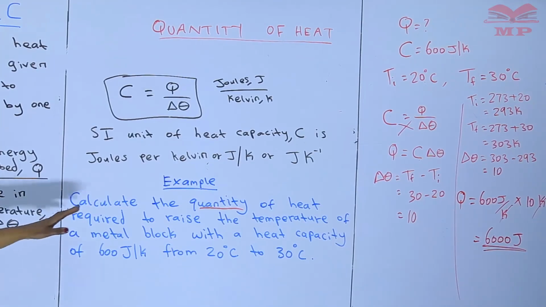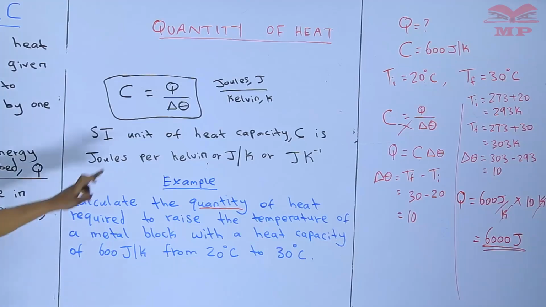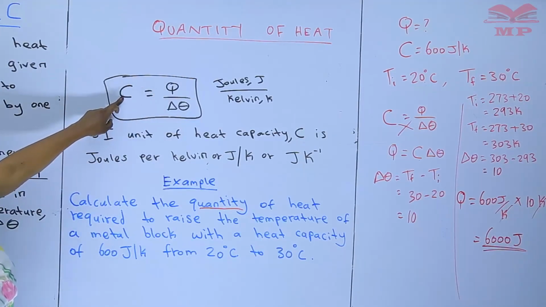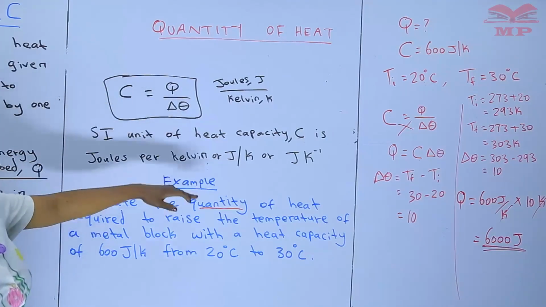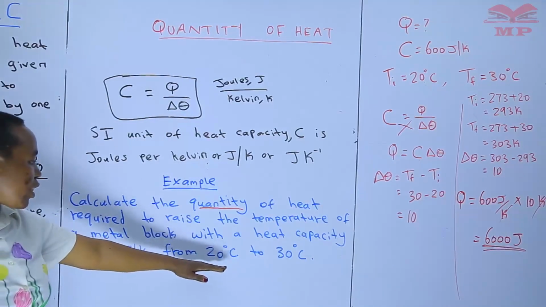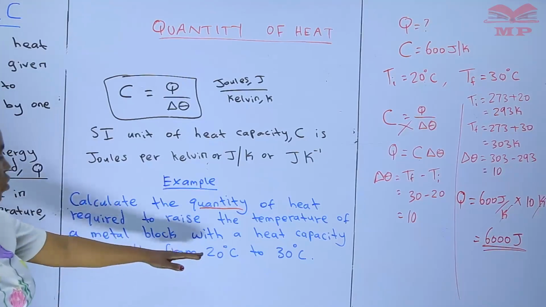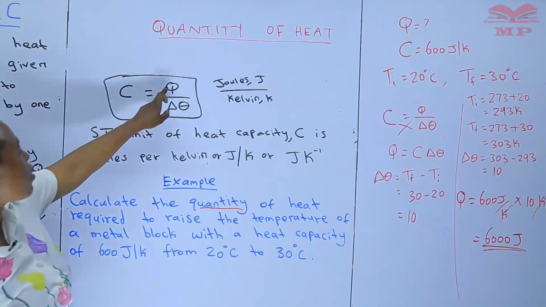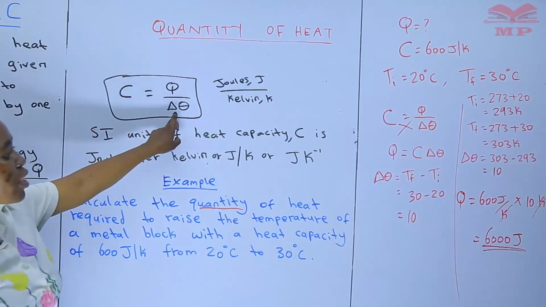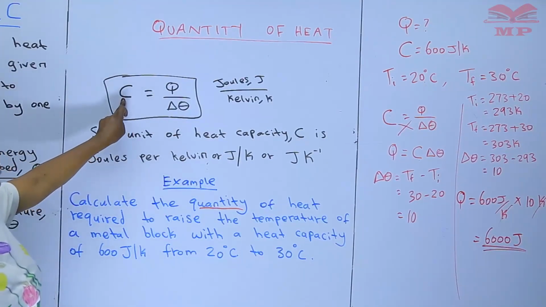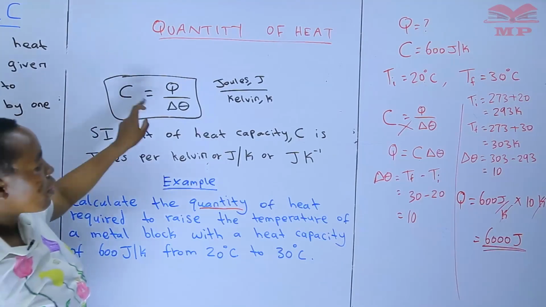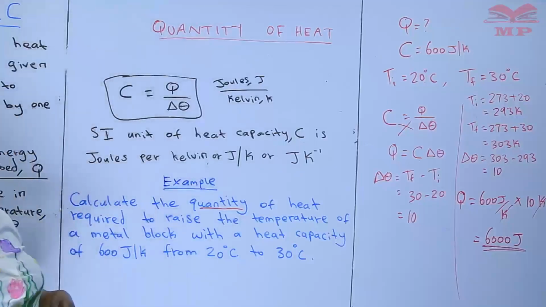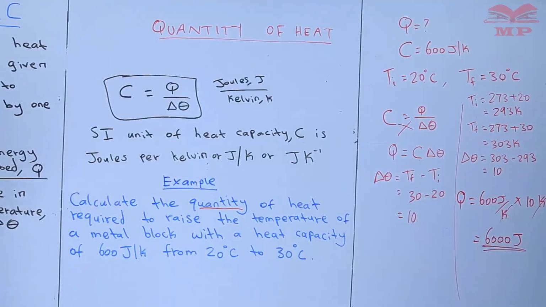So that is it. Here we have been able to calculate the quantity of heat when we have been given the heat capacity, and when we have also been given the change in temperature. We have been given that it is changing from 20 to 30, and so the change is 10. And therefore, from this, Q will be C times change in temperature. Our C is 600 joules per Kelvin, then our change is 10 Kelvin. We end up getting 6,000 joules, or simply 6 kilojoules.